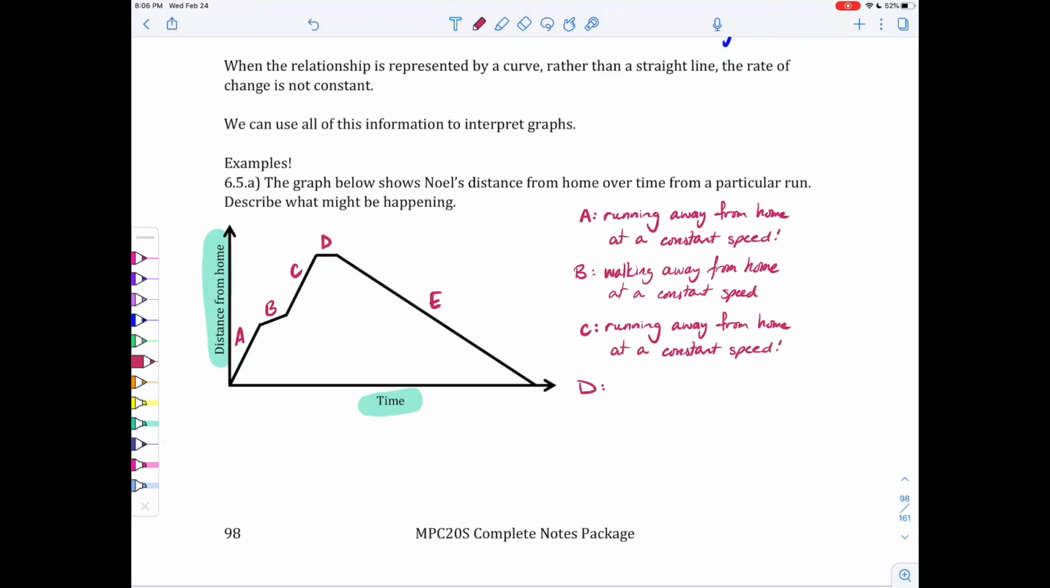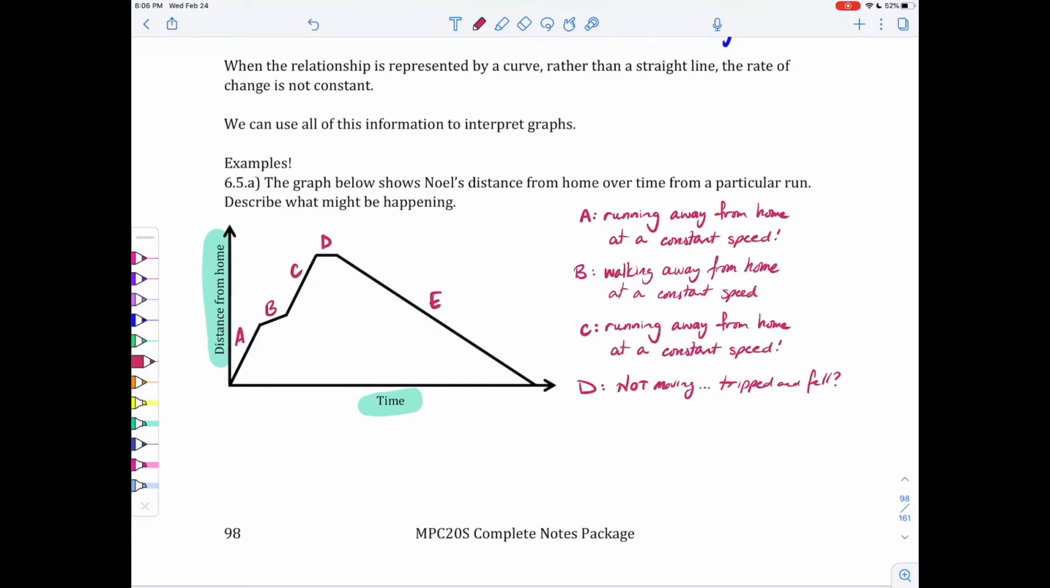And then that's why his distance from home stopped, right? He wasn't getting any further from home, and he wasn't getting any closer to home, so that horizontal line representing no change must mean he stayed in place. So I think Noel tripped, he fell, he's not moving. Took him a couple seconds to maybe stand up, dust himself off, look around awkwardly, make sure no one saw. But that's what I'm thinking's happening. So no change. He's not moving.